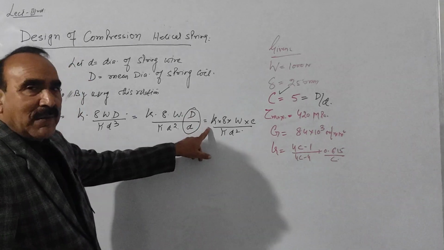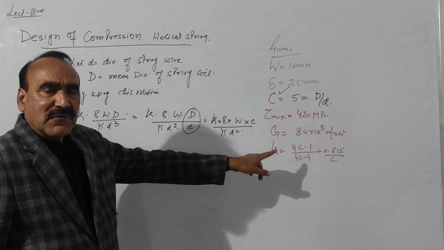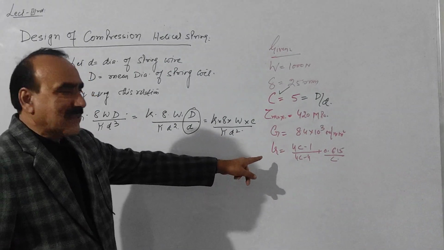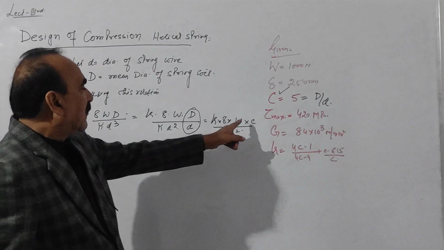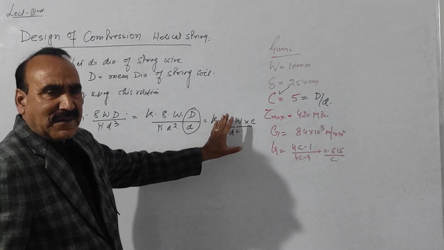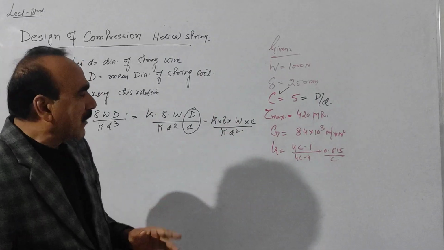So if you look at this relation now, tau max is given in the problem. The value of K we will calculate, because the shear stress factor is given here. We will calculate the value of this. W is there, everything is there, right? Only you have to substitute and calculate the value of the diameter of the spring wire.